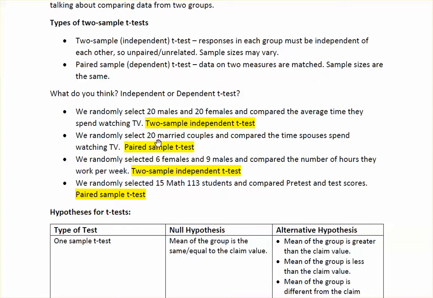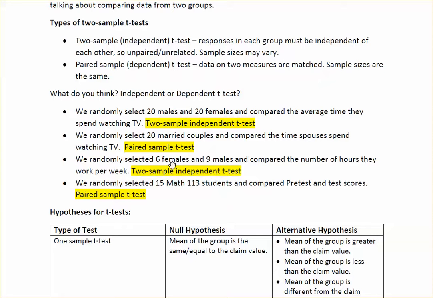We randomly selected 20 married couples and compared the time spouses spent watching TV. For this one, it actually is the paired samples because we're comparing the time for the spouses. So this is a pairing because a married couple is technically a pair. Granted, they've paired themselves, but whether it's a natural pairing or a self-selected pairing, it's still a pair, and it is 20 married couples. So in this case, it is the paired samples.